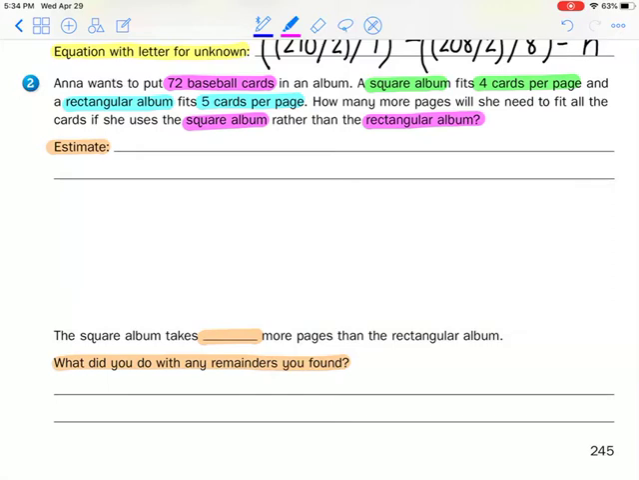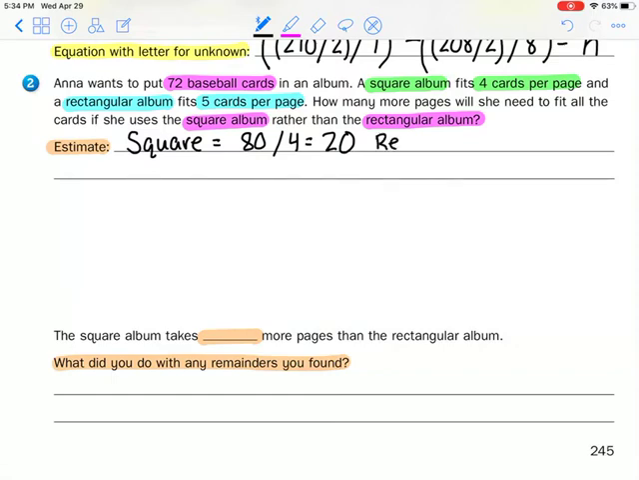So we're going to make some estimates. So let's figure out the square first. So I'm going to put a square. I'm trying to think of a multiple that's close to 72 that I could divide by 4. So I know 72 is close to 80. So let's just say she has 80 cards. Again, we're estimating. It doesn't have to be exact. 80 divided by 4 is 20. So she roughly needs 20 pages in a square album for her baseball cards.